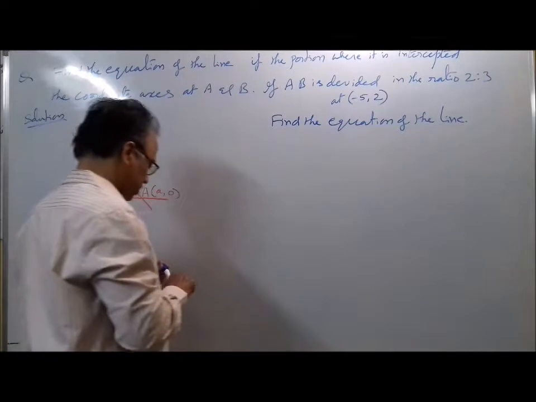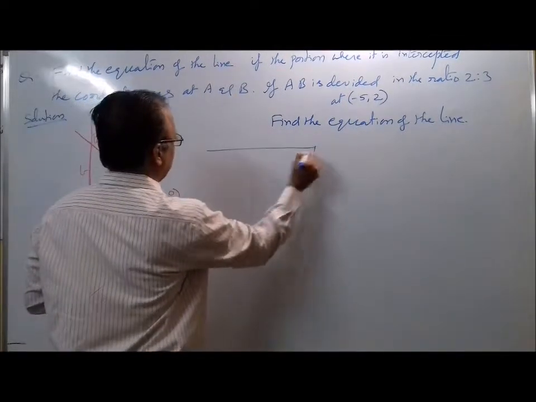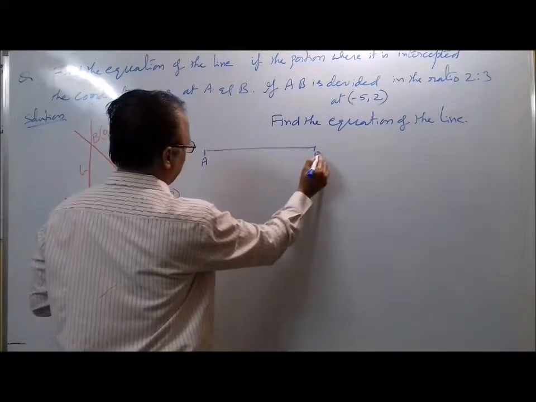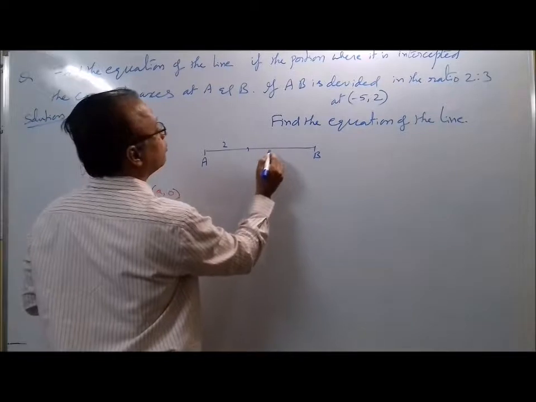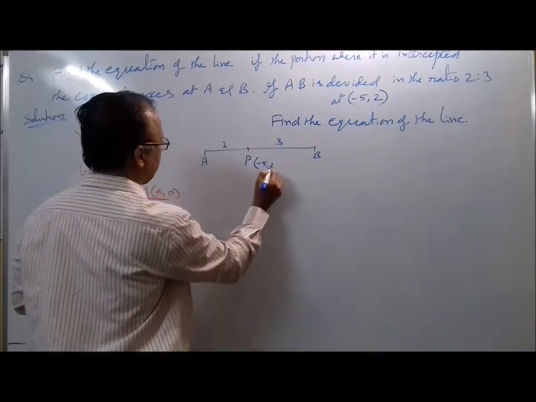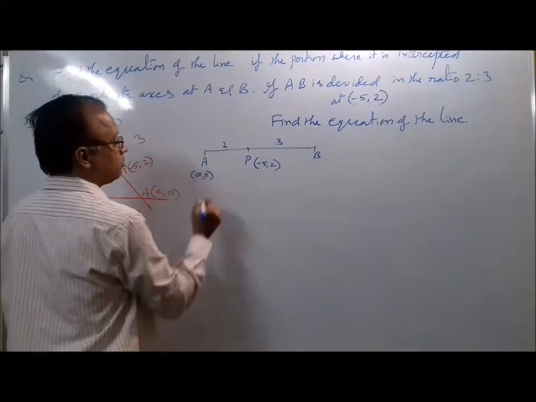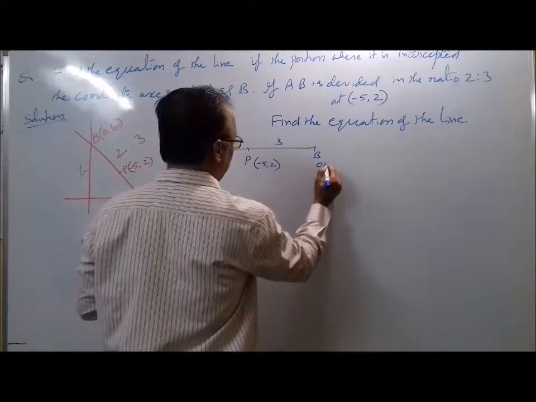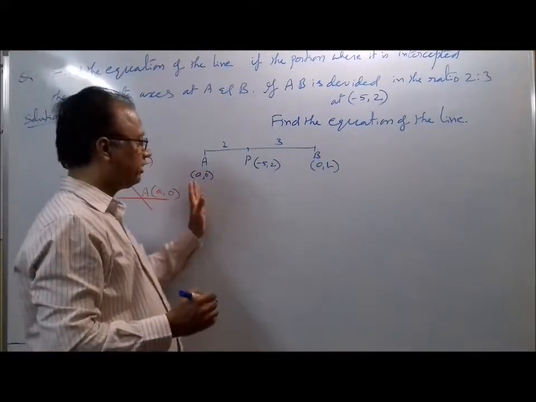See, here suppose AB is like this. 2:3 means this is 2, this is 3. A point P is given, minus 5, 2. This A you know as A, 0. This B also you know as 0, B. So we have to find this A and B.